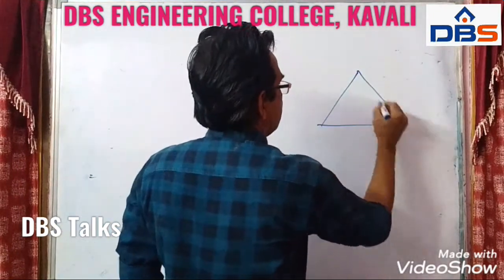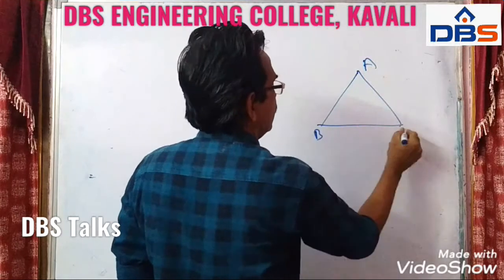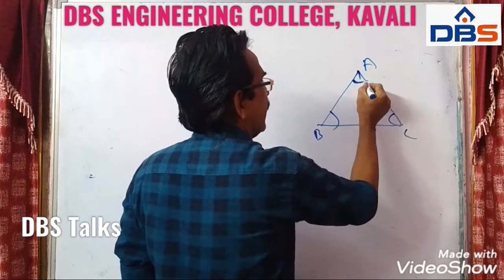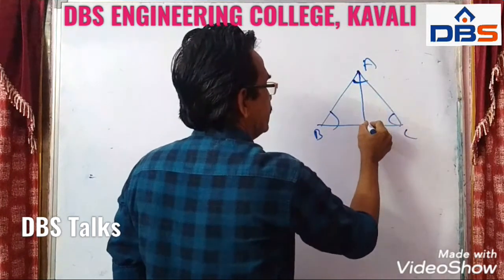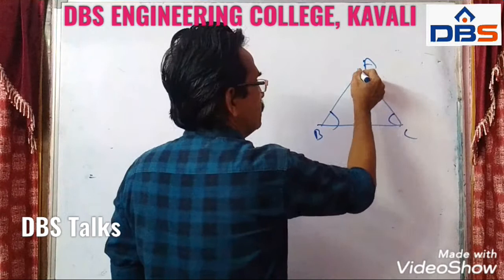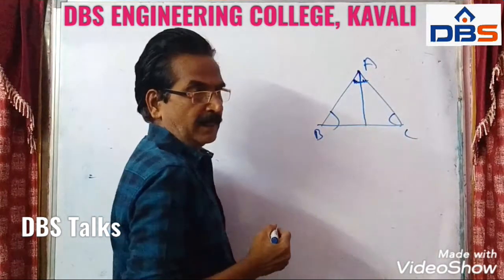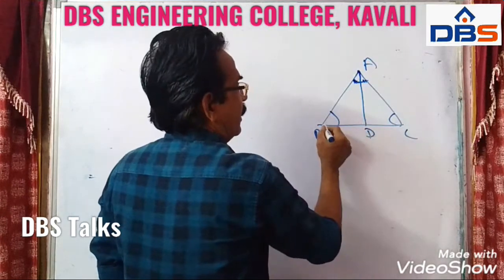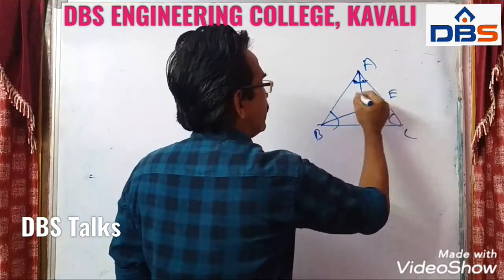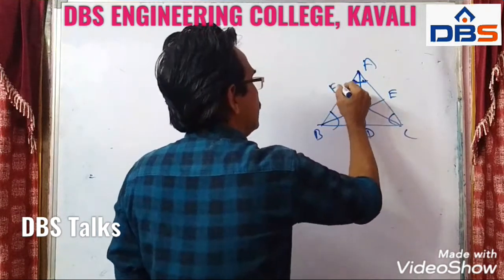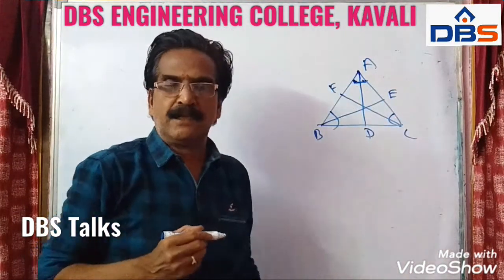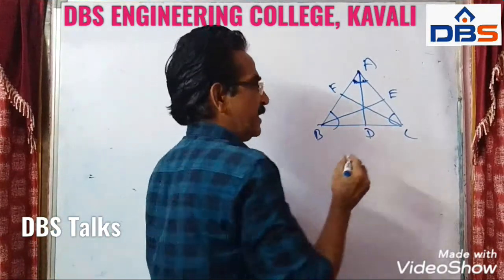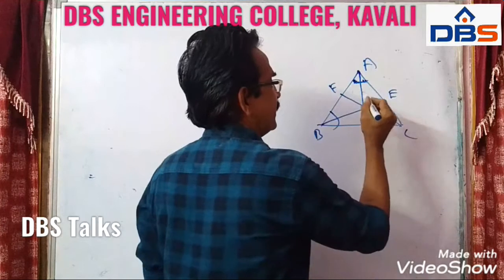See triangle ABC. See the angular bisectors, so the angle is bisected. The lines which bisect the angles, AD, BE, CF, are the angular bisectors. The point of intersection of the angular bisectors is called the incenter.